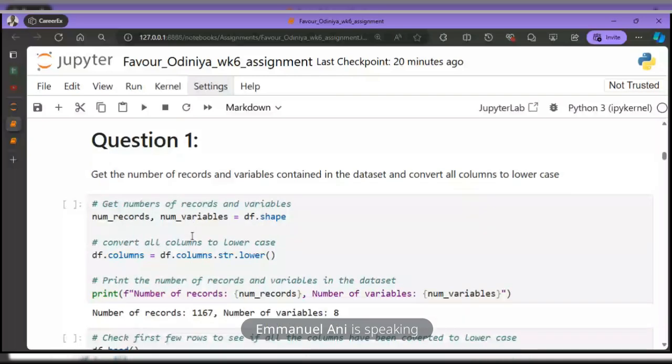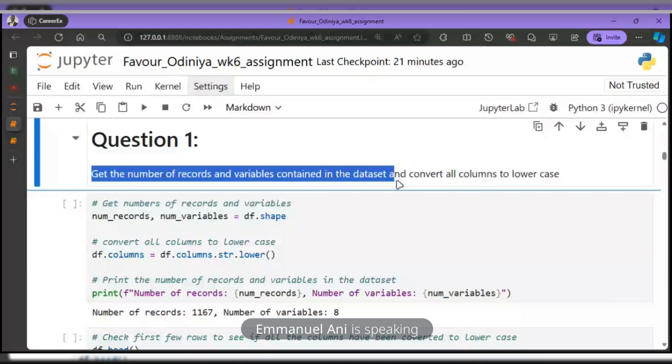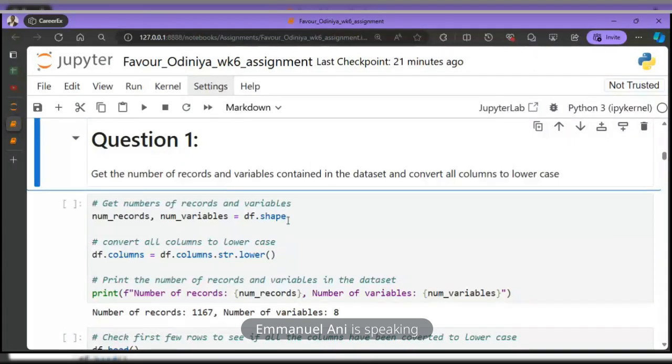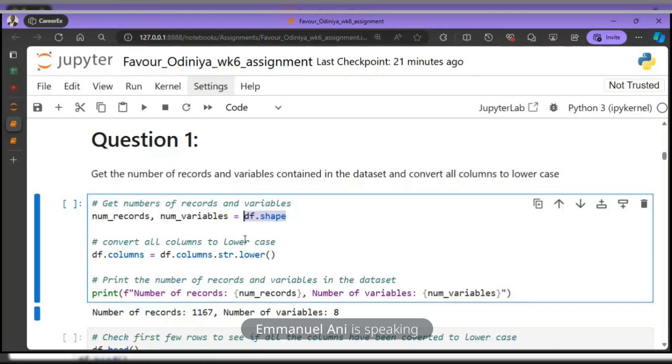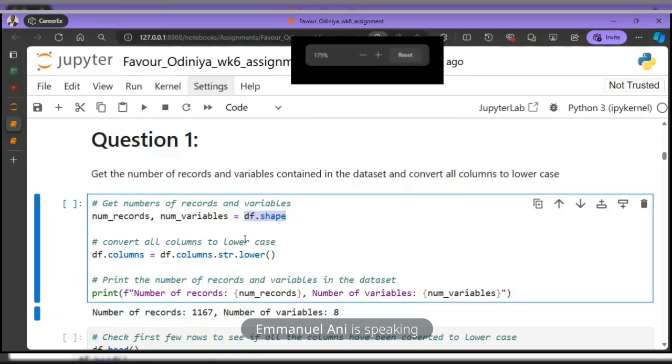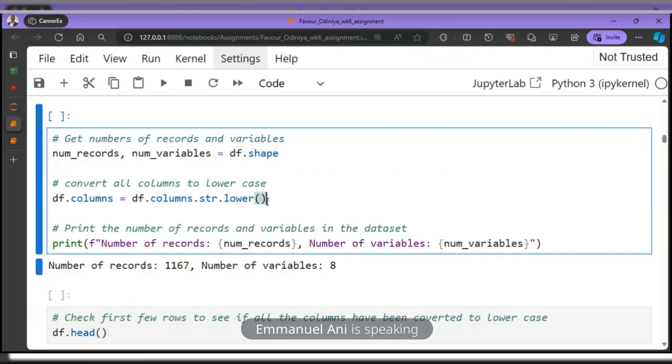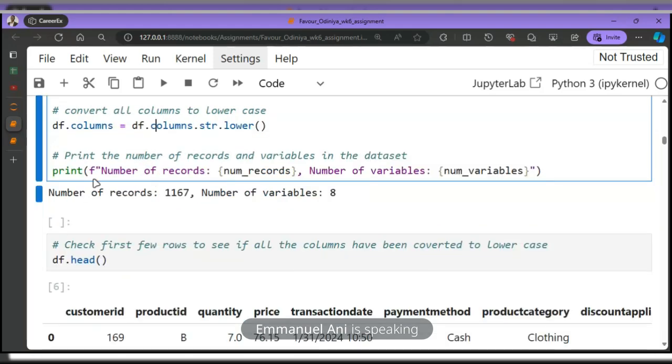All right. So the first question is: get the number of records and variables contained in the data set and convert everything to lowercase. So we all know this. Getting the number of records is done using df.shape. All right. Converting columns to lowercase is by using this syntax. All right. And now you can see how this person beautifully used string formatting to tell us how many rows we have and how many variables. So we have 1,167 records.